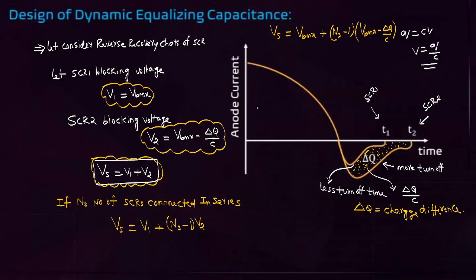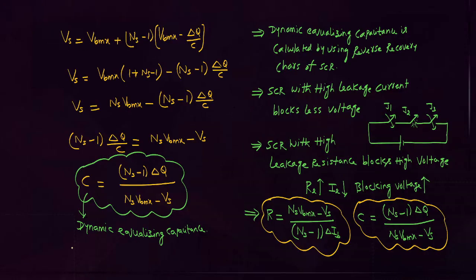You need not write all these formulas. Why is there unequal dynamic characteristics? Because of charge difference. SCRs have unequal dynamic characteristics because of the charge difference between the two SCRs. Then how to design this value? This dynamic equalizing capacitance is designed by using the reverse recovery characteristics of SCR.